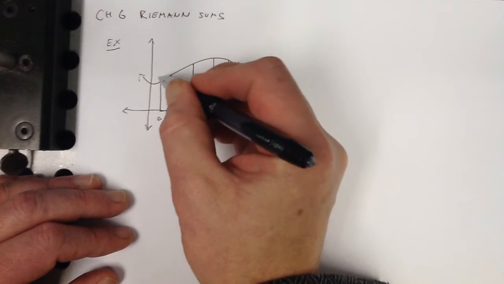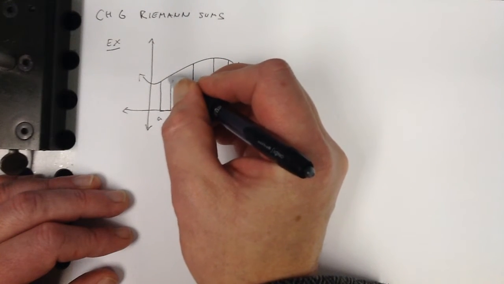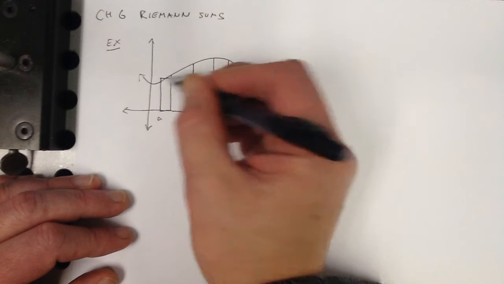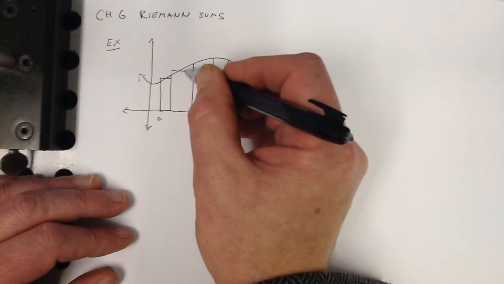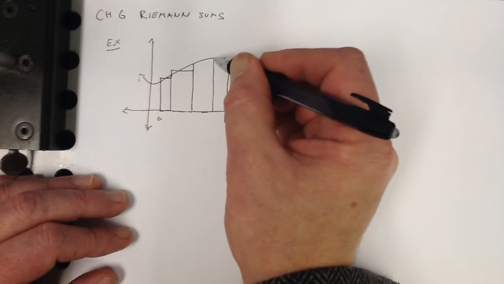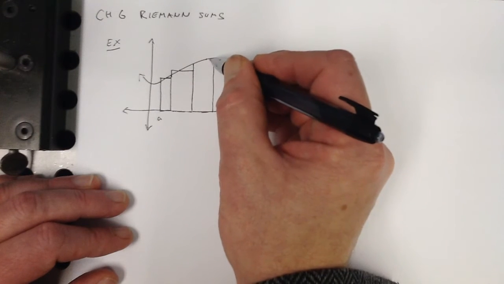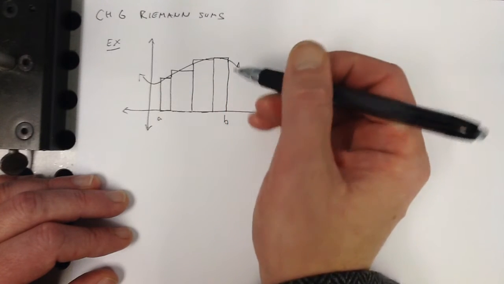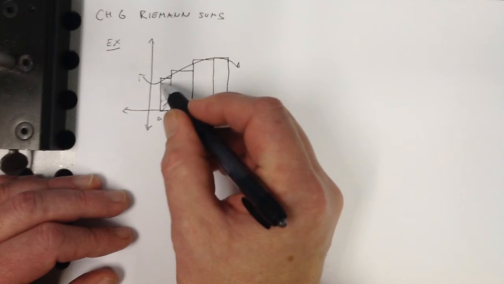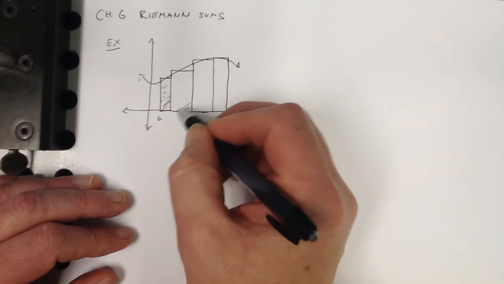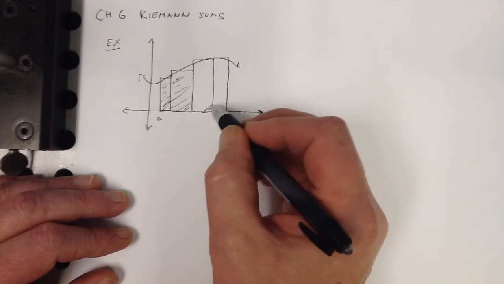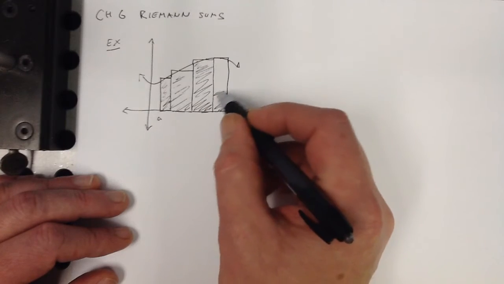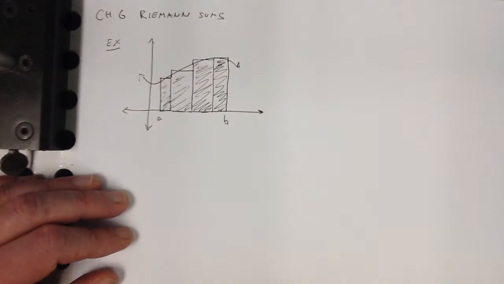And then you pick a point in here. It doesn't have to be this one or this one, so I'll pick some point, let's say here, and I'll pick a point here. I'll make that the height of this rectangle, and I'll pick a point here, and I'll make that the height of this rectangle, and then I'll pick a point here, and I'll make that the height here. So if we add up the areas of these 4 rectangles, we have an approximation. Maybe it's not a great one, but we have an approximation for the area here.